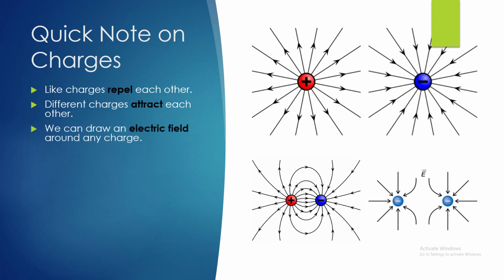And we can draw an electric field around any charge. Any charge that exists has an electric field either going out from it, if it's a positive charge, or going into it if it's a negative charge. And this is how we write it. Electric field lines are drawn from positive charges to negative charges. And we're going to talk more on this later.